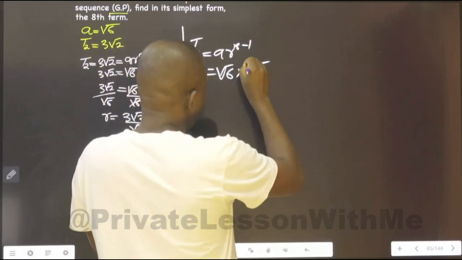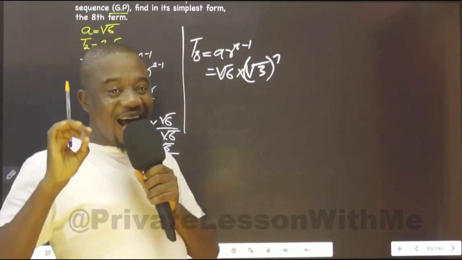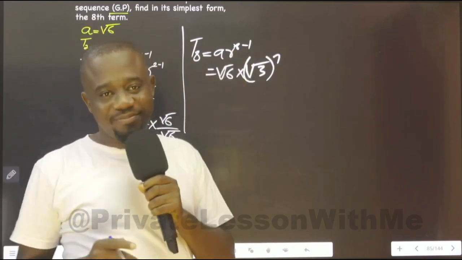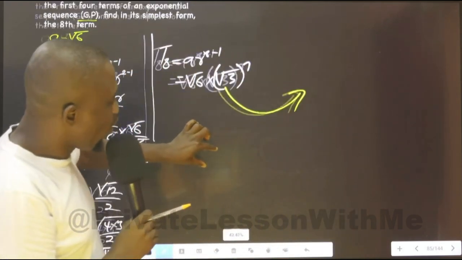This is 7 already, okay? 7, because 8 minus 1 is 7. Now, how do you solve this? That is this. Let's work on it. Let's work on only this.